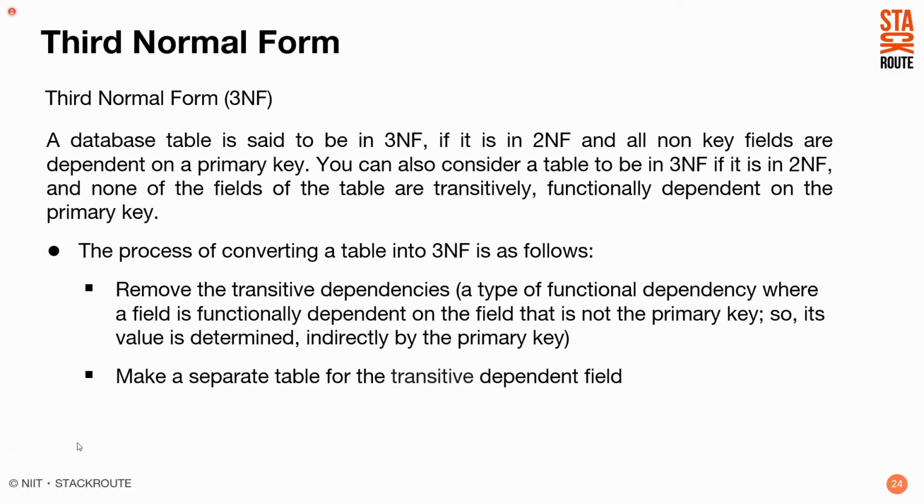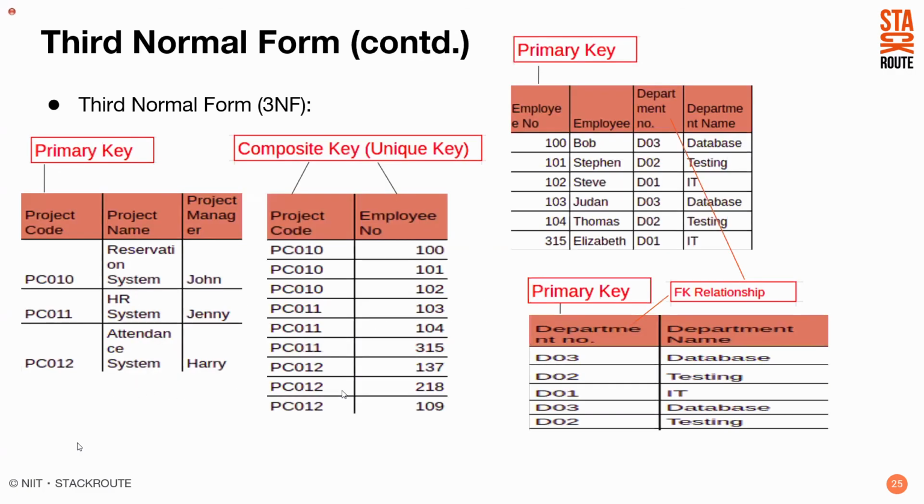A database is said to be in third normal form if it should satisfy first and second. You can consider third: none of the fields in the table are transitively, functionally dependent on the primary key. In such a situation, you will be removing those dependencies and putting them in a separate table. See here, make a separate table for the transitively dependent field.